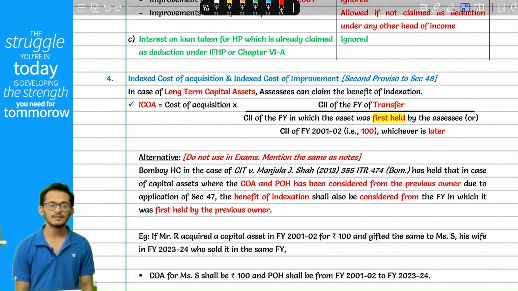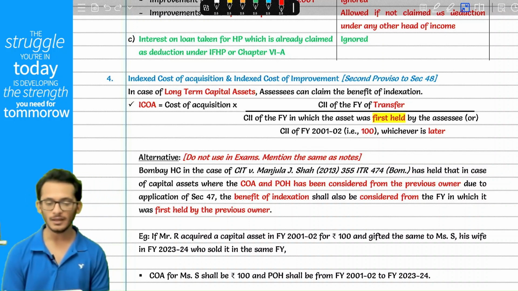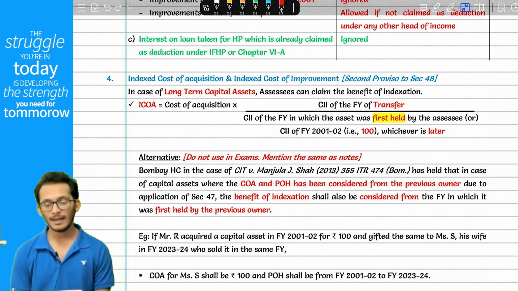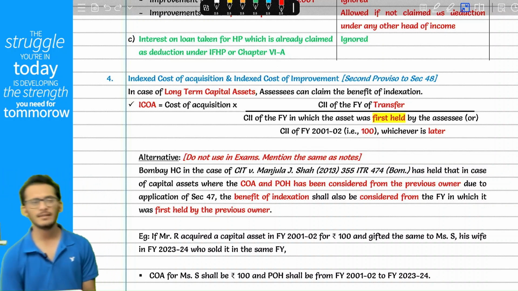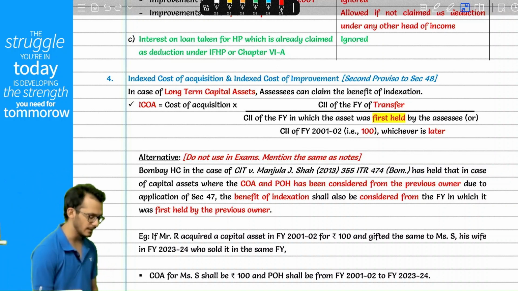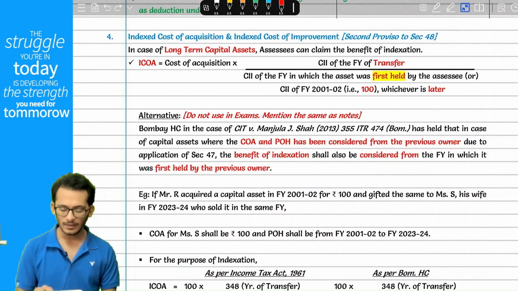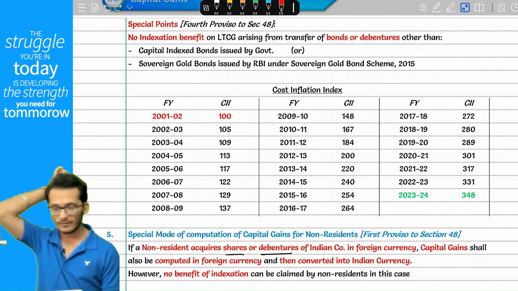So in simple words, indexed cost of acquisition is cost of acquisition into CII in the year of transfer, divided by CII in the year in which it is first held by the assessee, or CII in the year 2001-02, whichever is later. Rahul, what are the indexation rates notified for exam? For exam, you only need to remember two rates. Rate of current year, which is 348, and rate of 2001-02, which is 100.